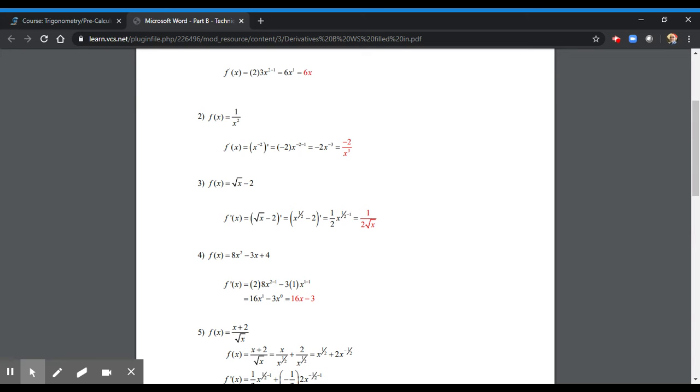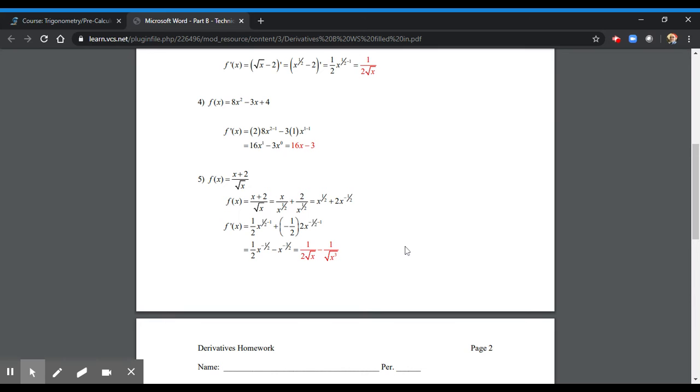All right, let's take a look at this polynomial here. I've got f of x equals 8x squared minus 3x plus 4. And I'm going to take the derivative of that. Well, 8x squared, it's going to be 2 times 8 times x to the 2 minus 1 power. So that's going to give me 16x to the first, minus 3x, 3 times 1 times x to the 1 minus 1. Well, that's just 1, so that's going to be negative 3 times 1 is negative 3. So I've got 16x minus 3. Again, the derivative of the constant 4 is just 0.